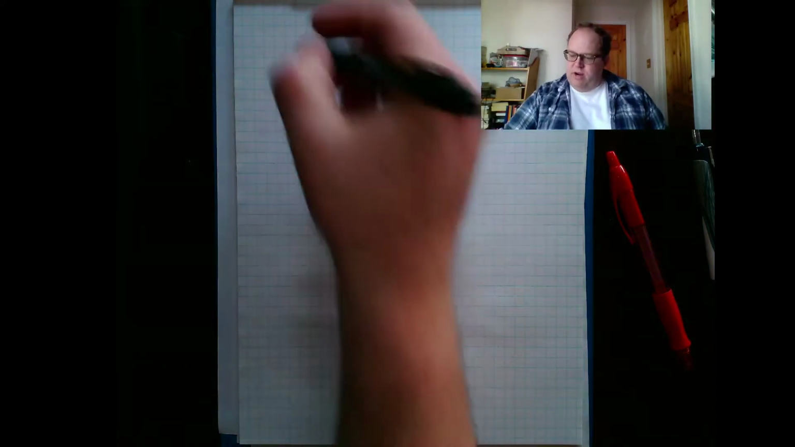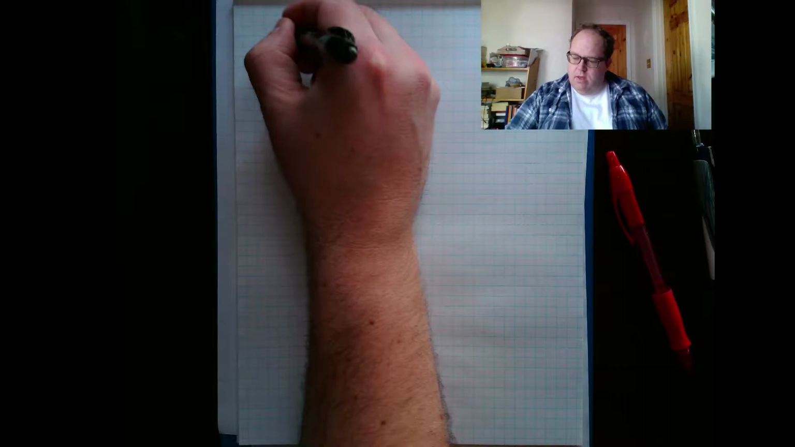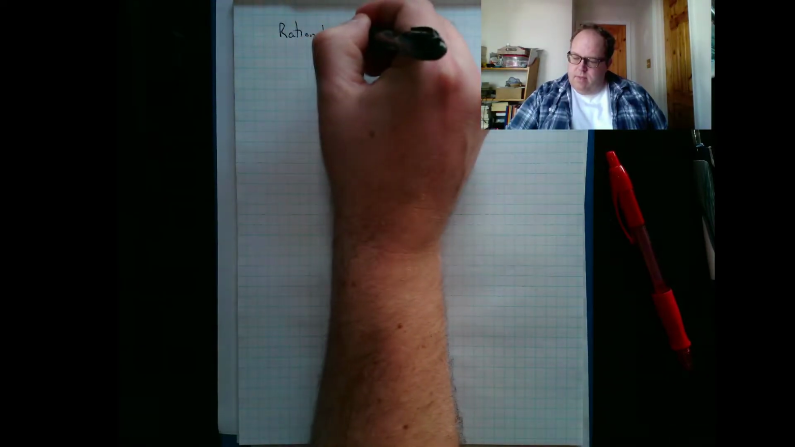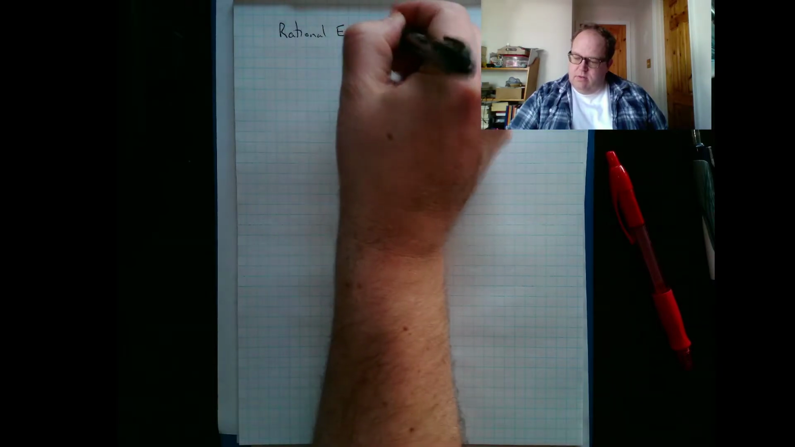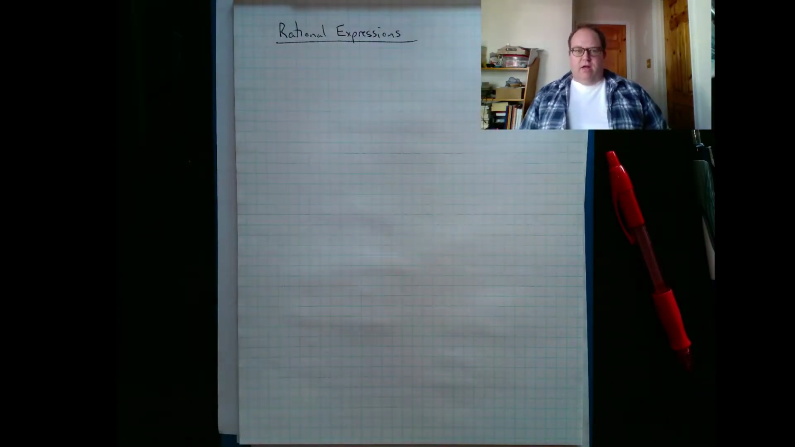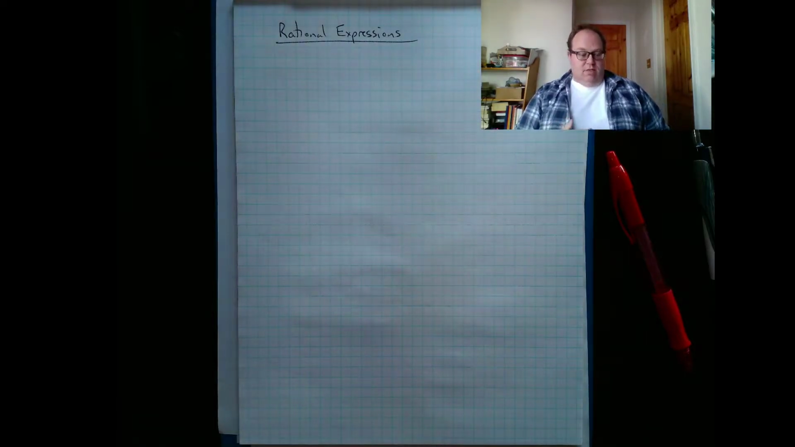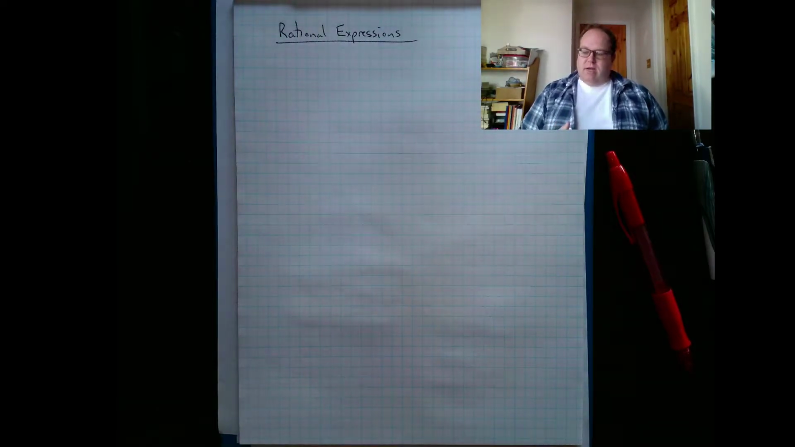Right. In this session, we're going to move into Chapter 6 from your textbook and talk a little bit about rational expressions. Now, to get into this, I'm going to do a little bit of a review on what exactly it means to be rational in math. So we'll start to talk a little bit about something you've seen before, rational numbers.